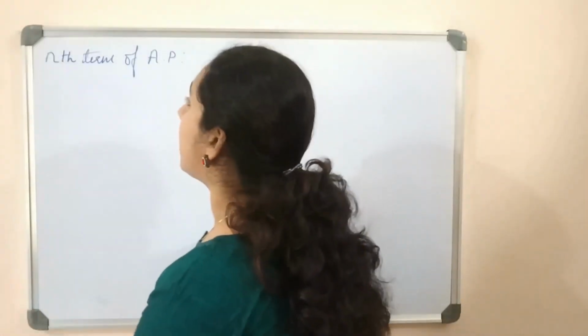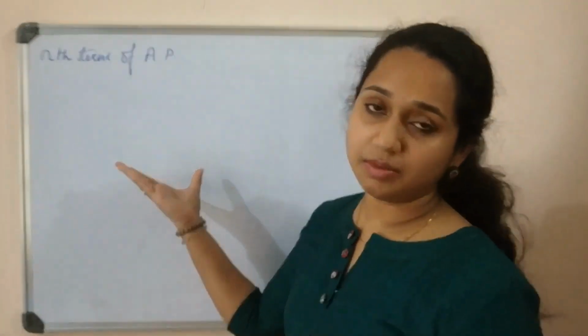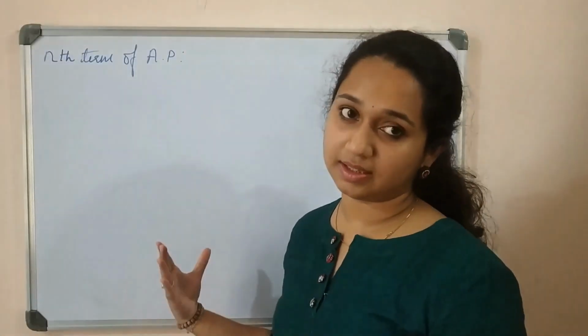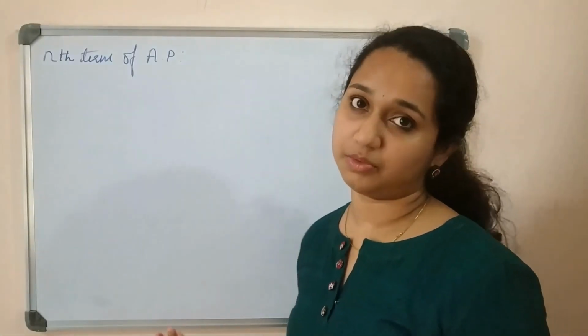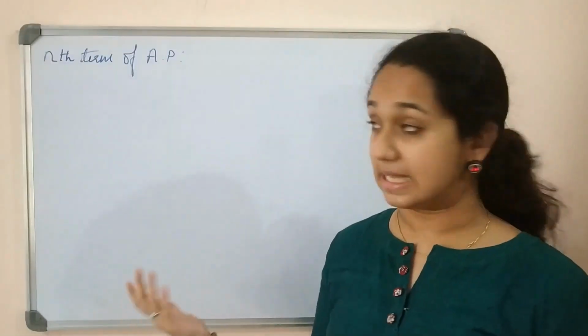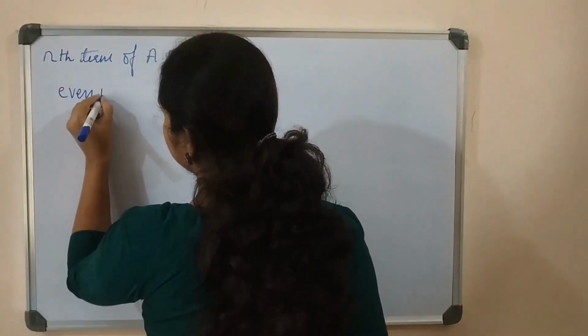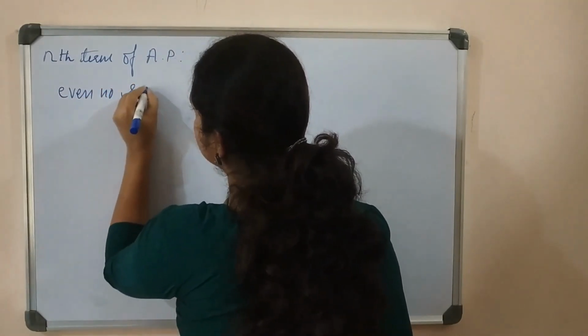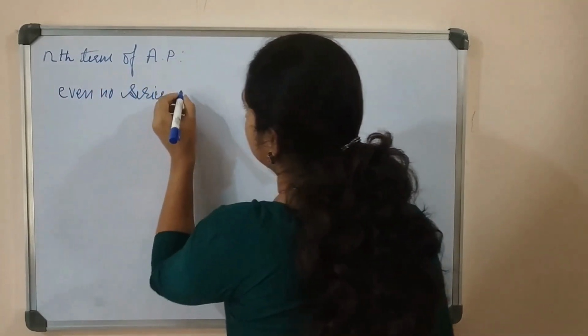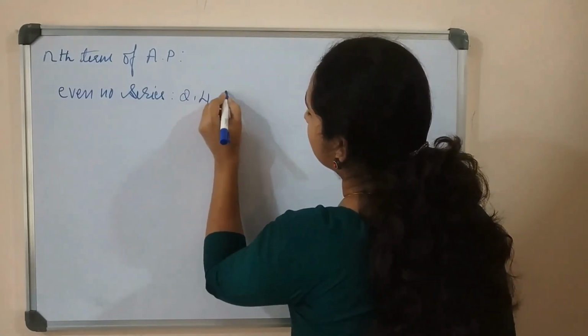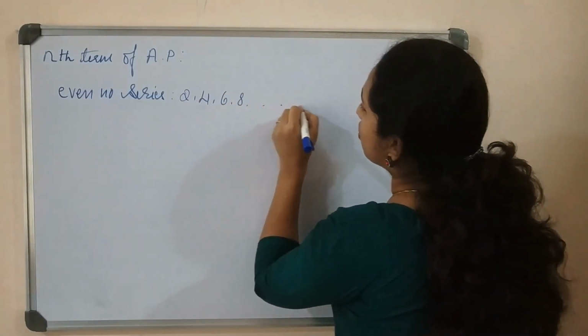Okay. To explain how to get the nth term, I'll take one small example and explain how to get the nth term. Then we'll get the nth term of the arithmetic progression using the series. I'll consider here the even number series. We all know the even number series. It is nothing but 2, 4, 6, 8, and so on.